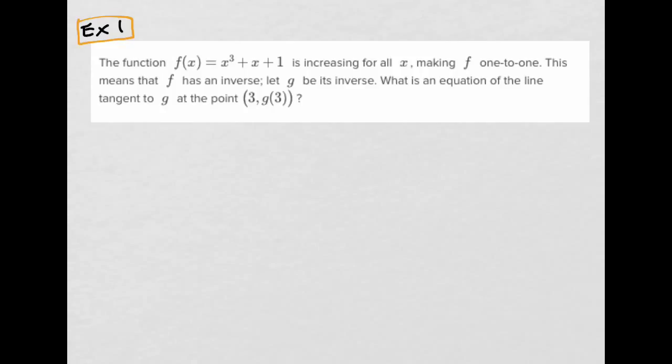What is an equation of the line tangent to g at the point 3 comma g of 3? And some people are like, what the heck did I just read? Who's writing hieroglyphics for this? And I don't get it.